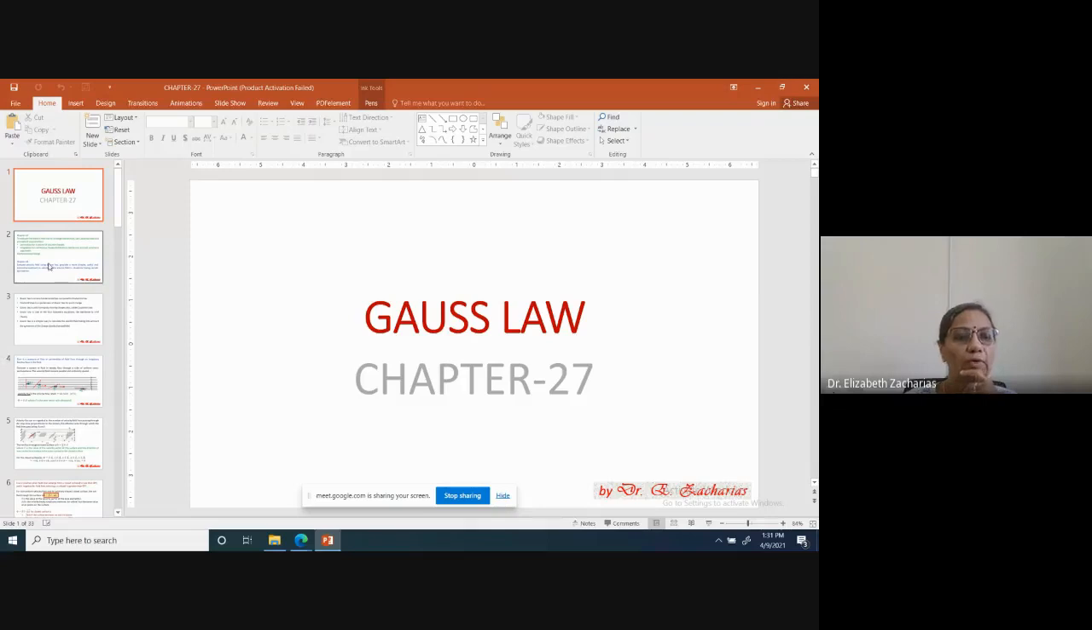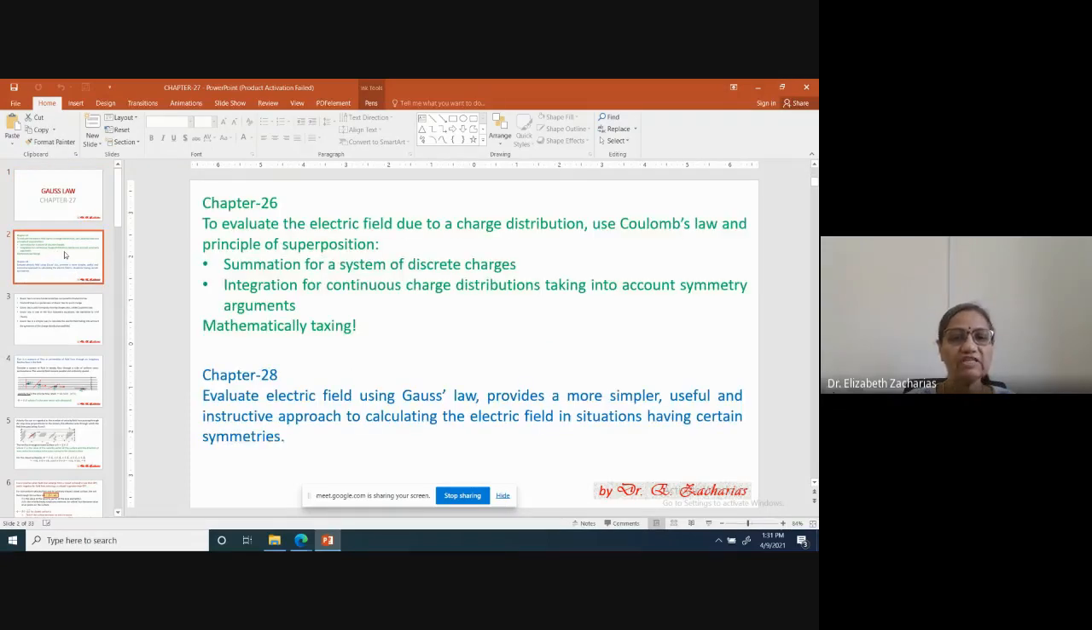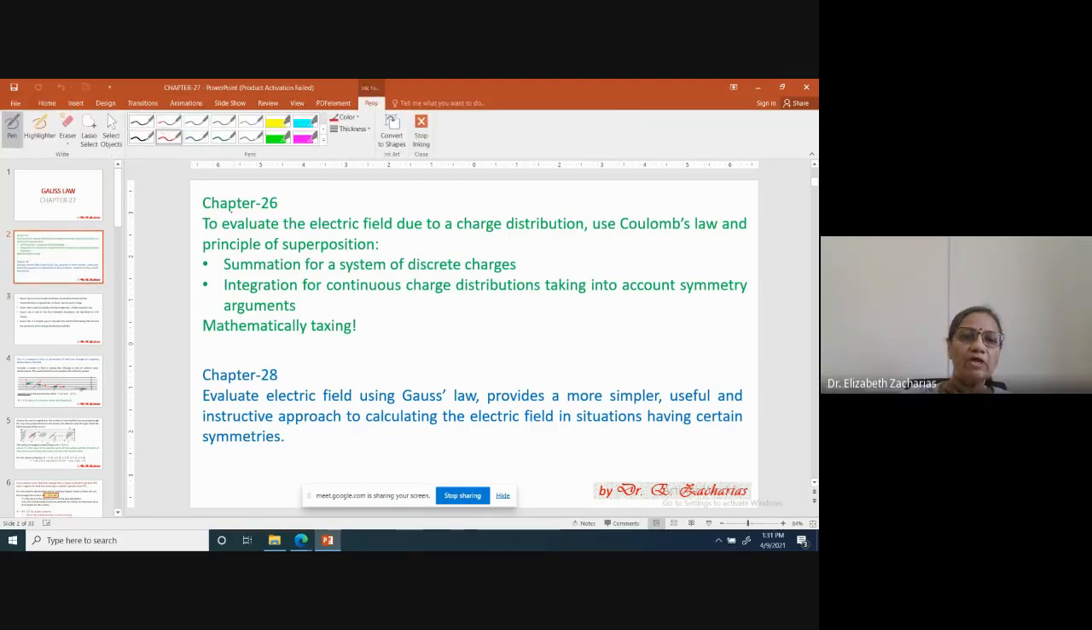Now, coming to what is there in Gauss law, before we start that, let us just quickly see what we have actually studied in chapter number 26. In chapter number 26, the main job was to introduce the concept of an electric field, and then electric field because of a single charge, because of a dipole, because of combination of charges. Basically, we talked about charge distributions and their electric fields. So this is what we have done.